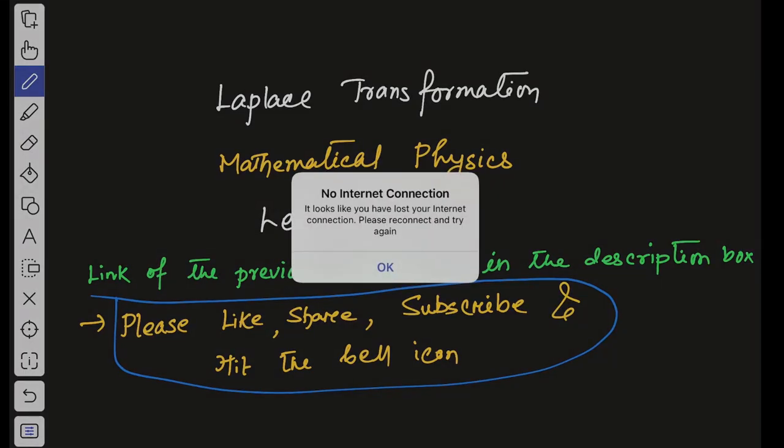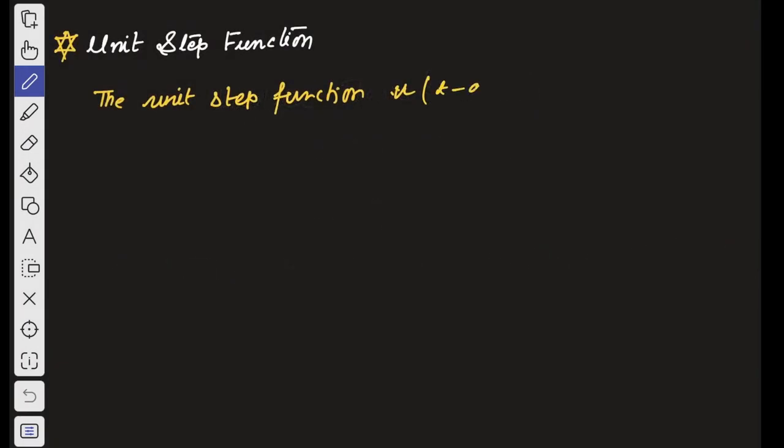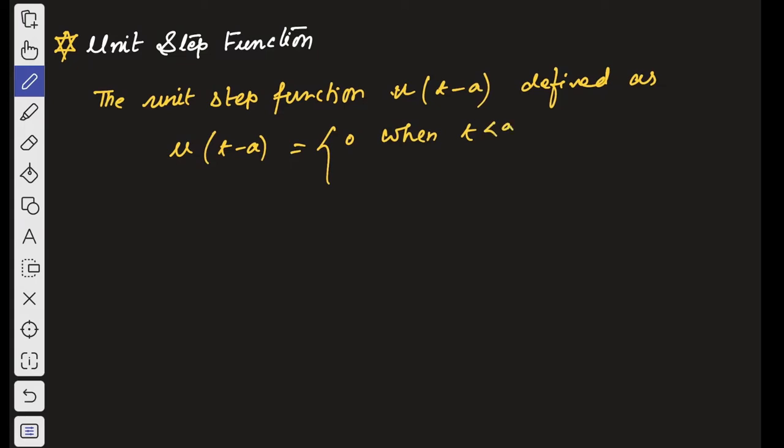So now let's start. The unit step function u of t minus a is defined as: u of t minus a is equal to 0 when t is less than a, and it is 1 when t is greater than or equal to a. Okay, so this is the definition of the unit step function.